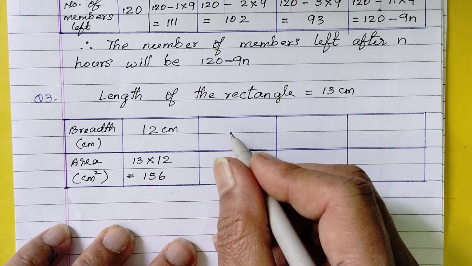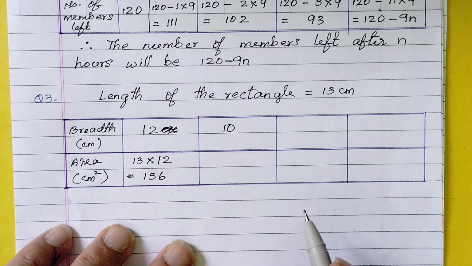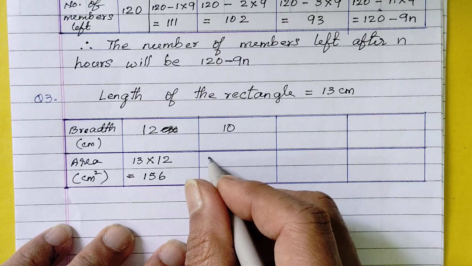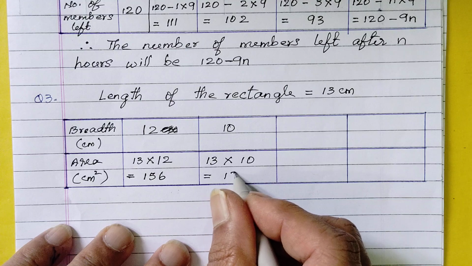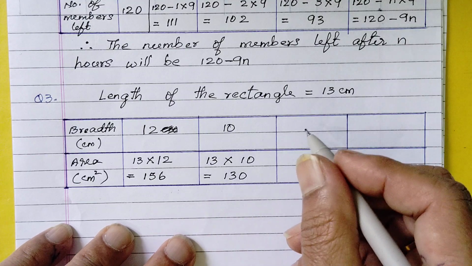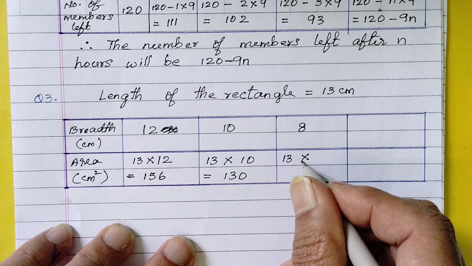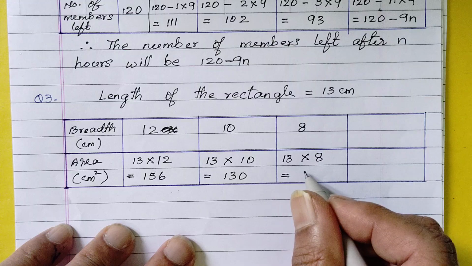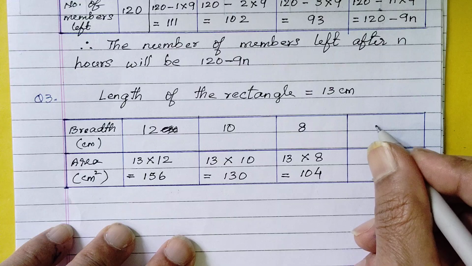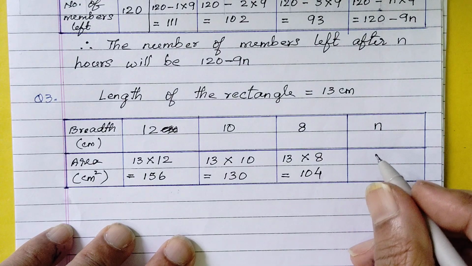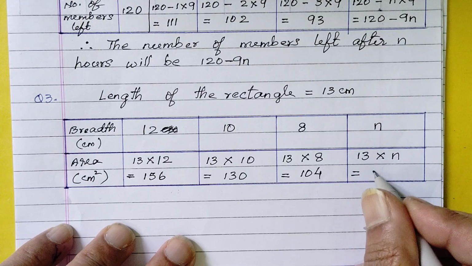When the breadth is 10 centimeters, the area will be 13 into 10, that's equal to 130 centimeters square. When the breadth is 8 centimeters, the area will be 13 into 8, that's equal to 104 centimeters square. When the breadth is n centimeters, then the area will be 13 into n, that's equal to 13n.